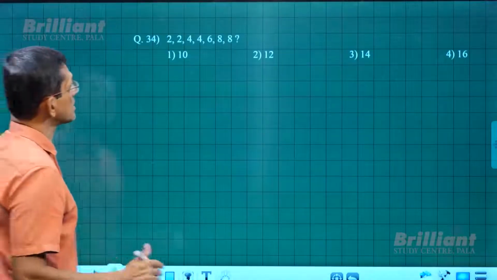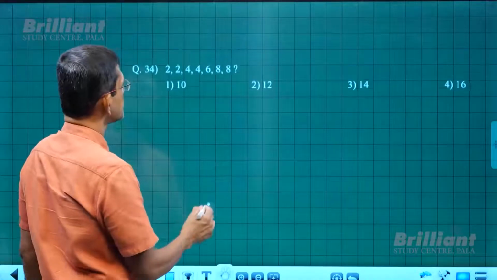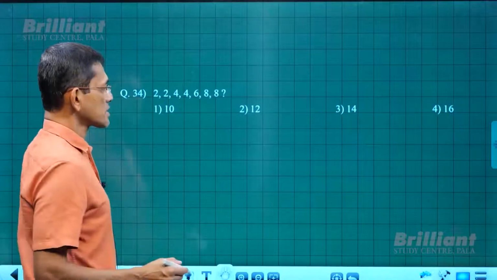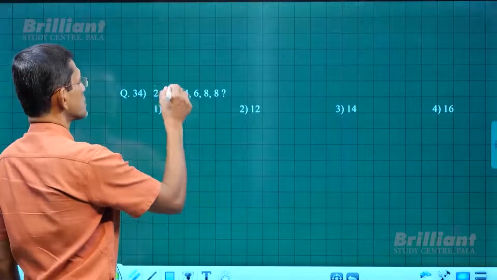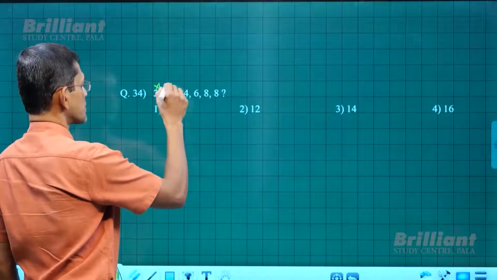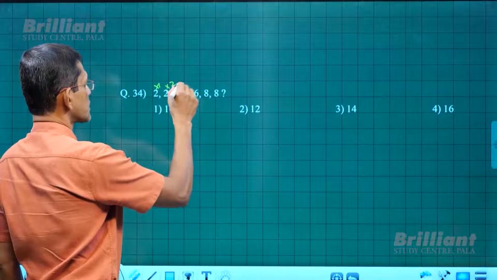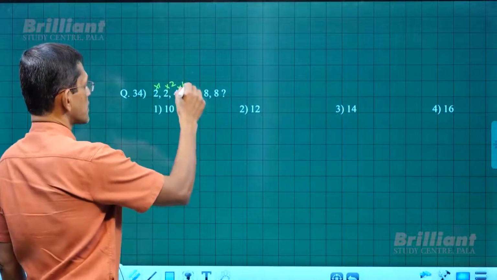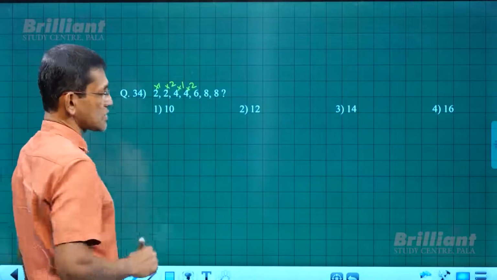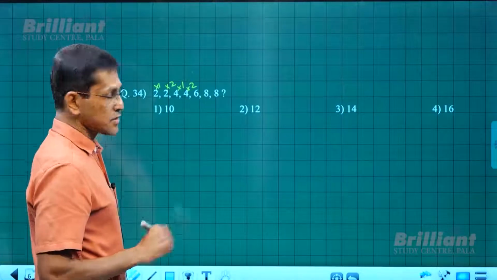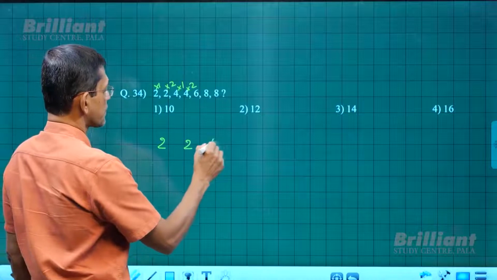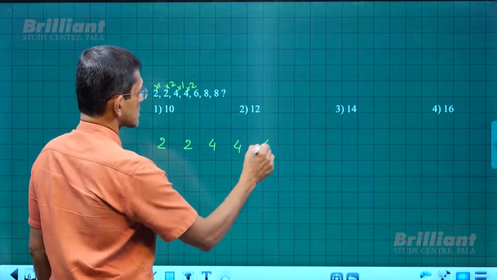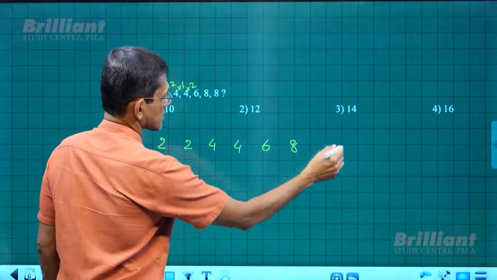Next one, 34. 2, 2, 4, 6, 8, 8. Okay, what is that? 2, 2, 4. 2 into 1 is 2. 2 into 2 is 4. 4 into 1 is 4. Then 4 into 2 must be 8, but actually it is given as 6. So that pattern doesn't work. So let's try it. 2, 2, 4, 4, 6, 8, and what is next?